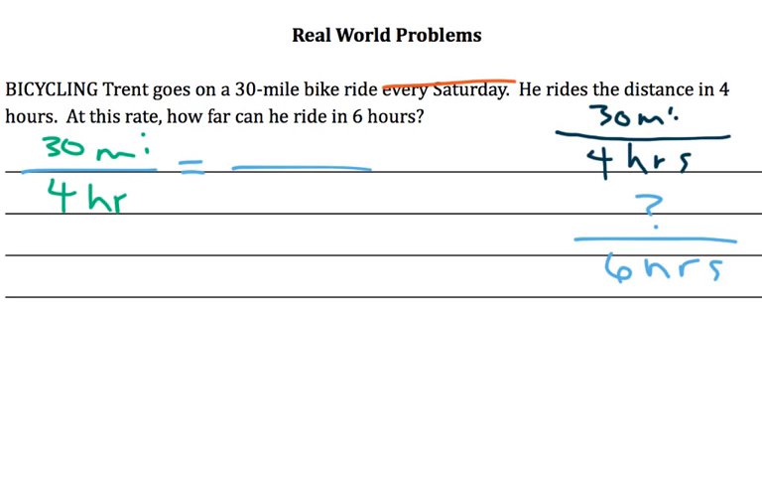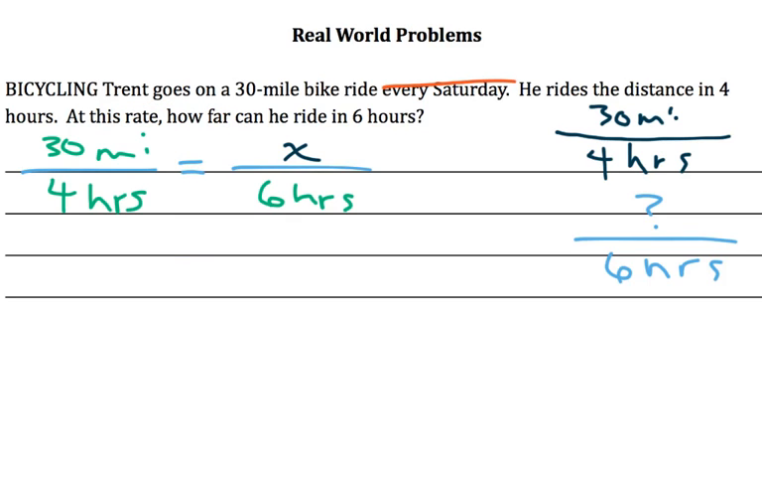By going through it as clearly as I have, I would know, okay, here's my 6 hours here. You could put HR, HRS, either way. And that means we have a missing value that we're solving for, and here's x. Now we, of course, could scale this up by a factor of 1.5 and do that to here, and figure out that it's probably 45.